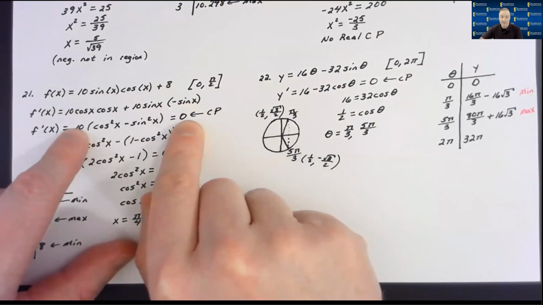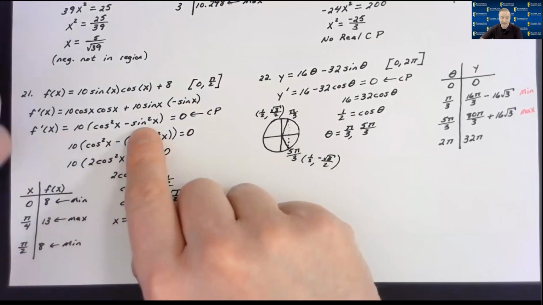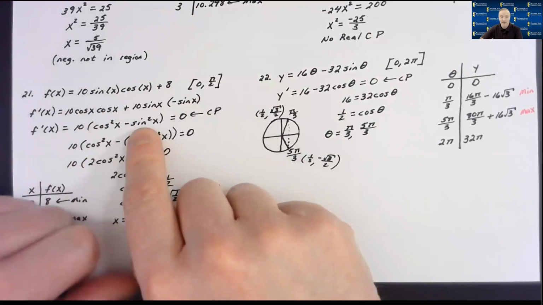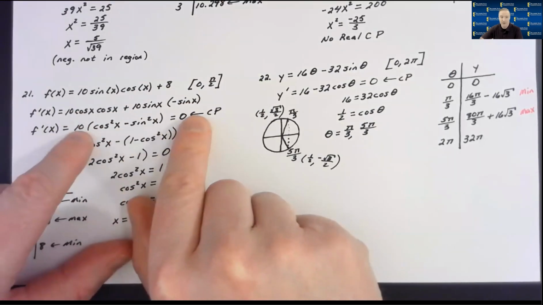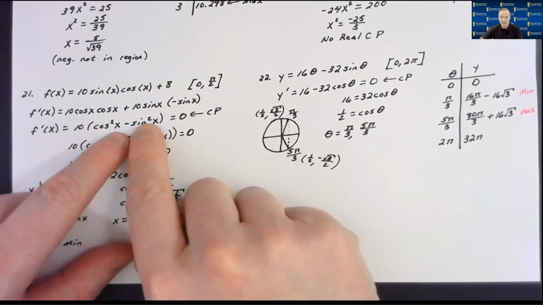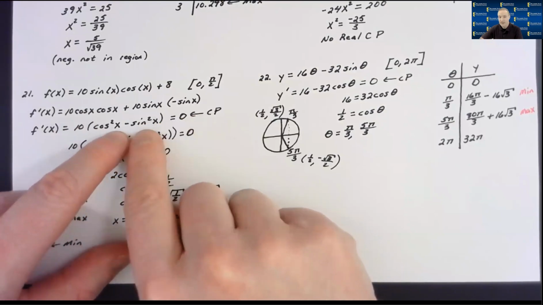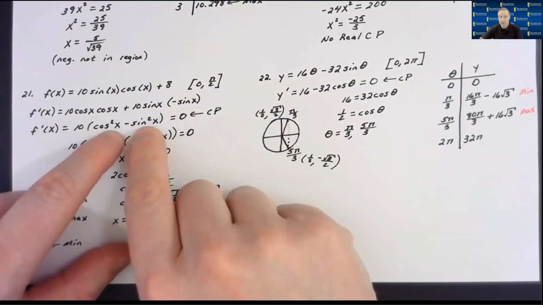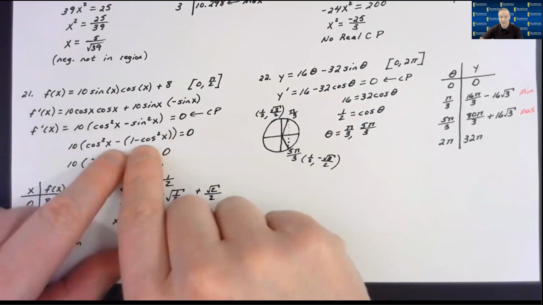Now, this is in factored format, but I really can't do much with it right now. I know 10 can't equal 0. I could go ahead and ignore that, but this factor needs to be set equal to 0. It would be easier to do that if I could get that in terms of one trigonometric function. That's what I did in the next step.